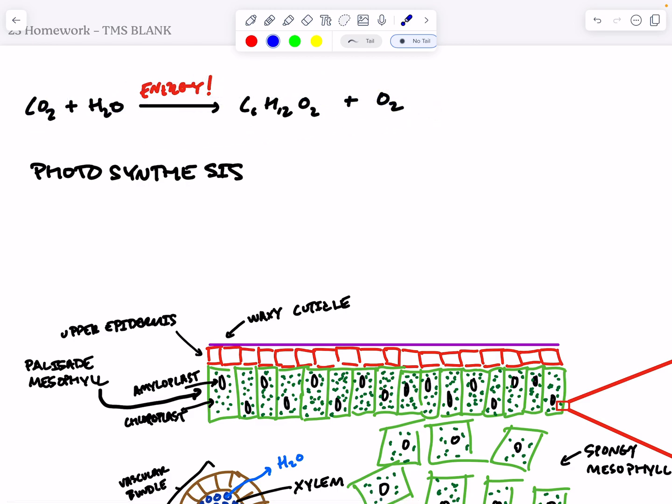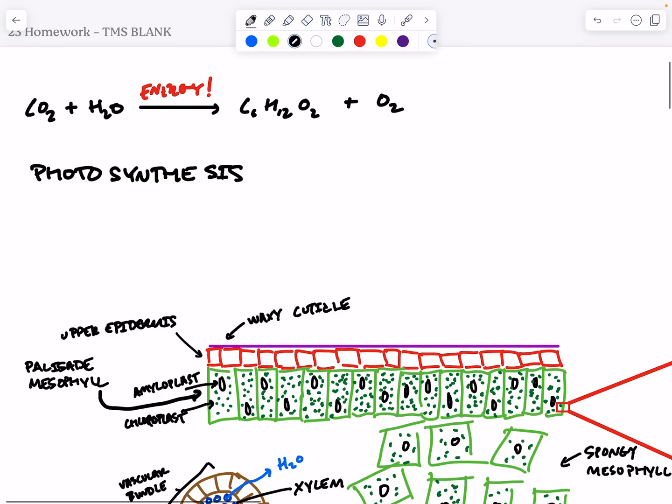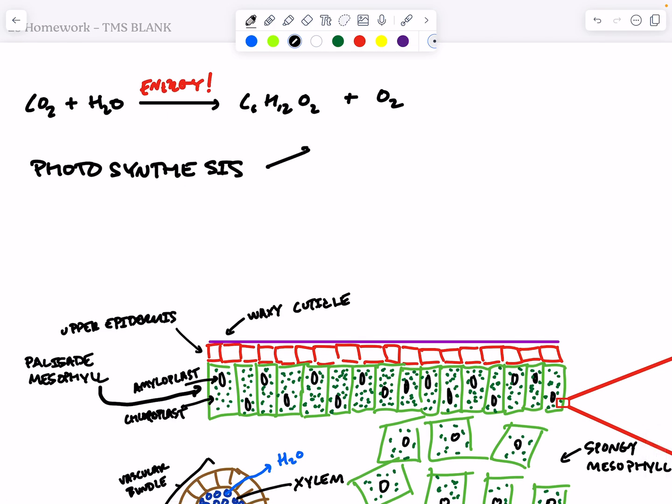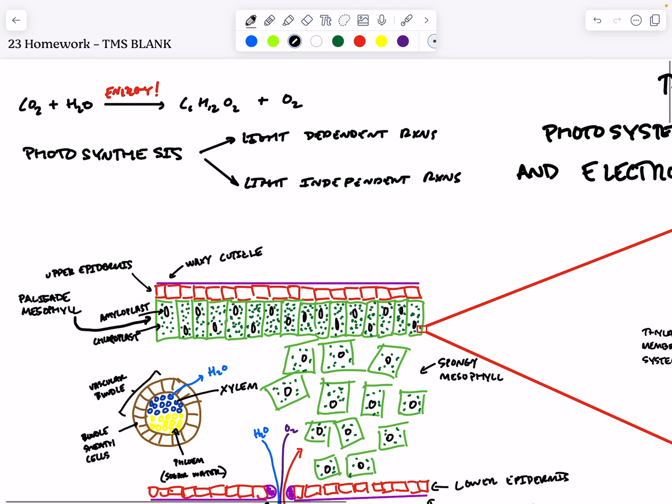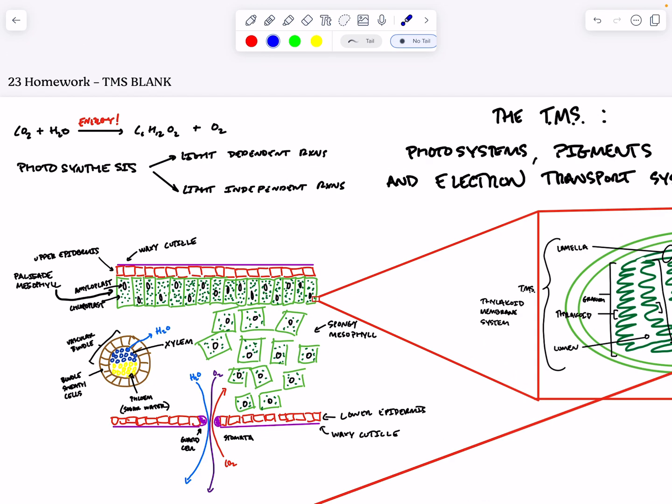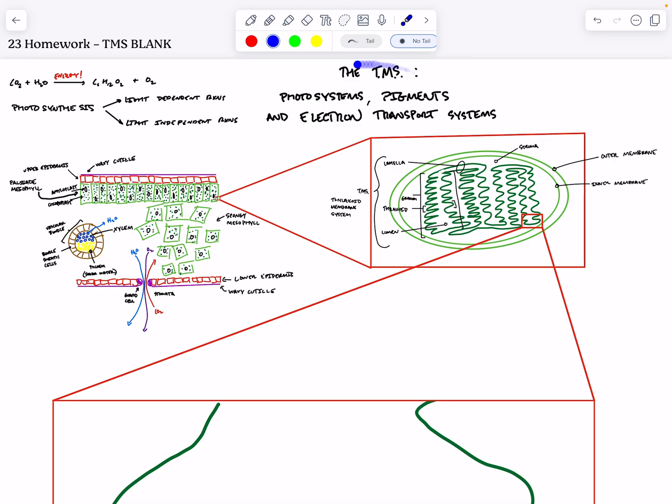This is the overall but unbalanced chemical equation that you've already been introduced to. And you know that photosynthesis actually comes in kind of 2 parts. Part 1 is the light-dependent reactions, and part 2 is the light-independent reactions. Today's screencast is going to be focused on these light-dependent reactions. They take place inside and across the thylakoid membrane system, and these are the action players.